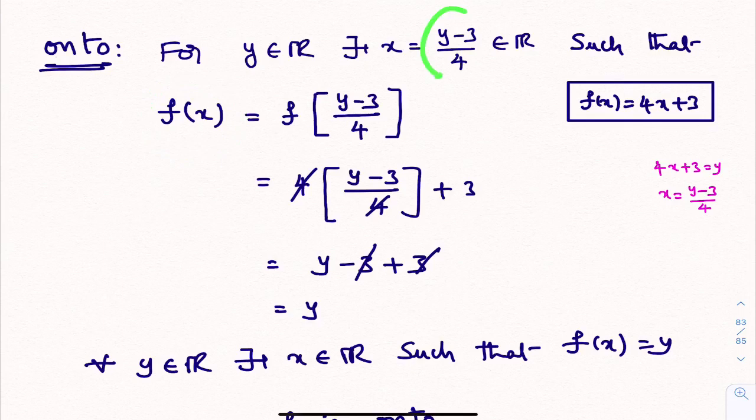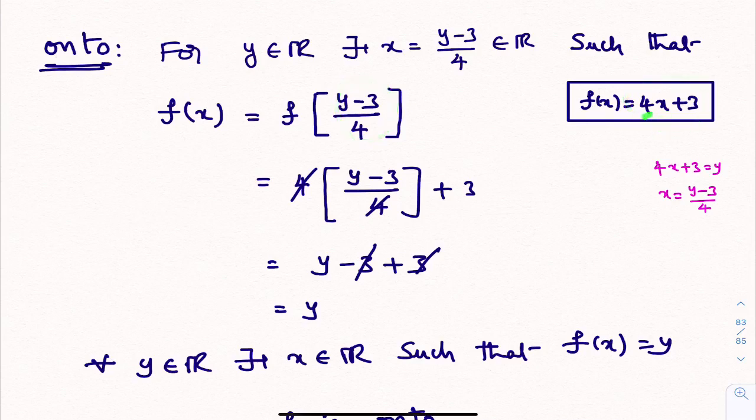Here, what is x? Look here, in place of x I am writing this expression. Please try to understand. f of x is what? x is y minus 3 divided by 4. So in place of x I will write y minus 3 divided by 4. So I need to calculate f of (y minus 3) divided by 4. You see here, f of x is given as 4x plus 3. In place of x, y minus 3 divided by 4 is there. So in this function, wherever x is there, I will write y minus 3 divided by 4.